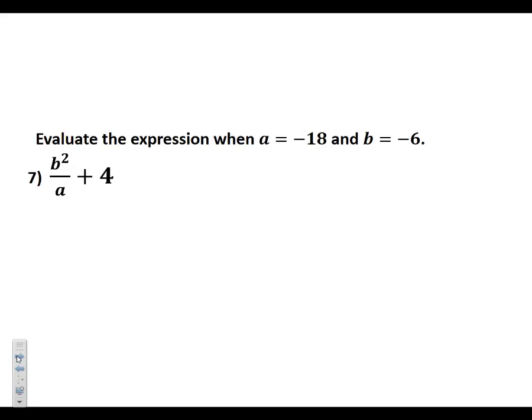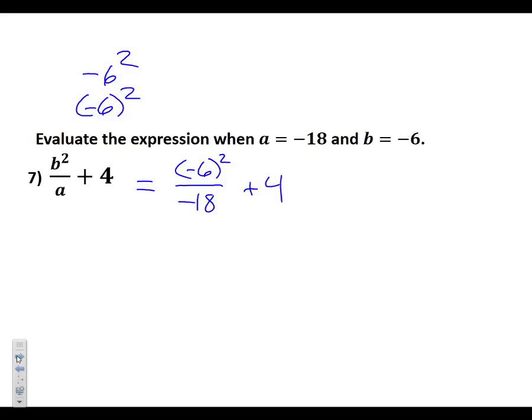So we have to decide, are we going to write -6 squared, or are we going to write (-6) squared using parentheses? Which one of those would give us the correct answer on this expression? Well, I hope you took a guess, and you're going to find out if it's true, because it's supposed to be written this way. We want (-6) squared inside the parentheses because we're squaring B, and the value of B is -6. All divided by A, which is -18, and then we're going to add 4.